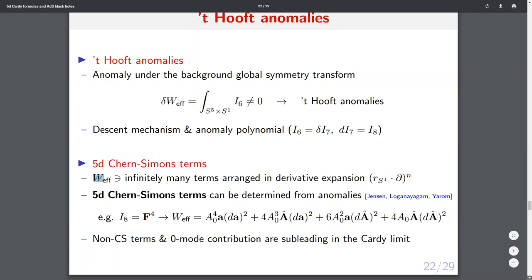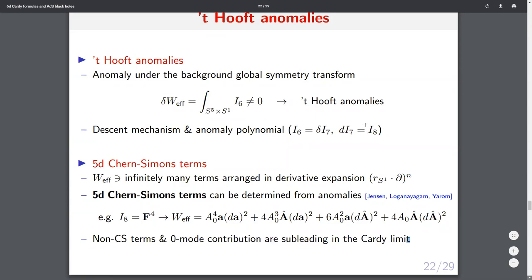And this anomaly polynomial completely determines the 5D Chern-Simons terms. As I've said, the 5D effective action has infinitely many terms which can be arranged in the derivative expansion. Among these infinitely many terms, the 5D Chern-Simons terms can be determined from the anomalies, because they are directly related to the non-invariance of this effective action. For example, if the anomaly eight-form is given by just a pure gauge anomaly, the 5D effective action can be written in terms of the mixed Chern-Simons terms with the graviphoton and the 5D R-symmetry gauge field in the following form. These 5D Chern-Simons terms usually have the lowest number of derivatives, and other non-Chern-Simons terms and the zero-mode contributions are shown to be subleading in the Cardy limit.